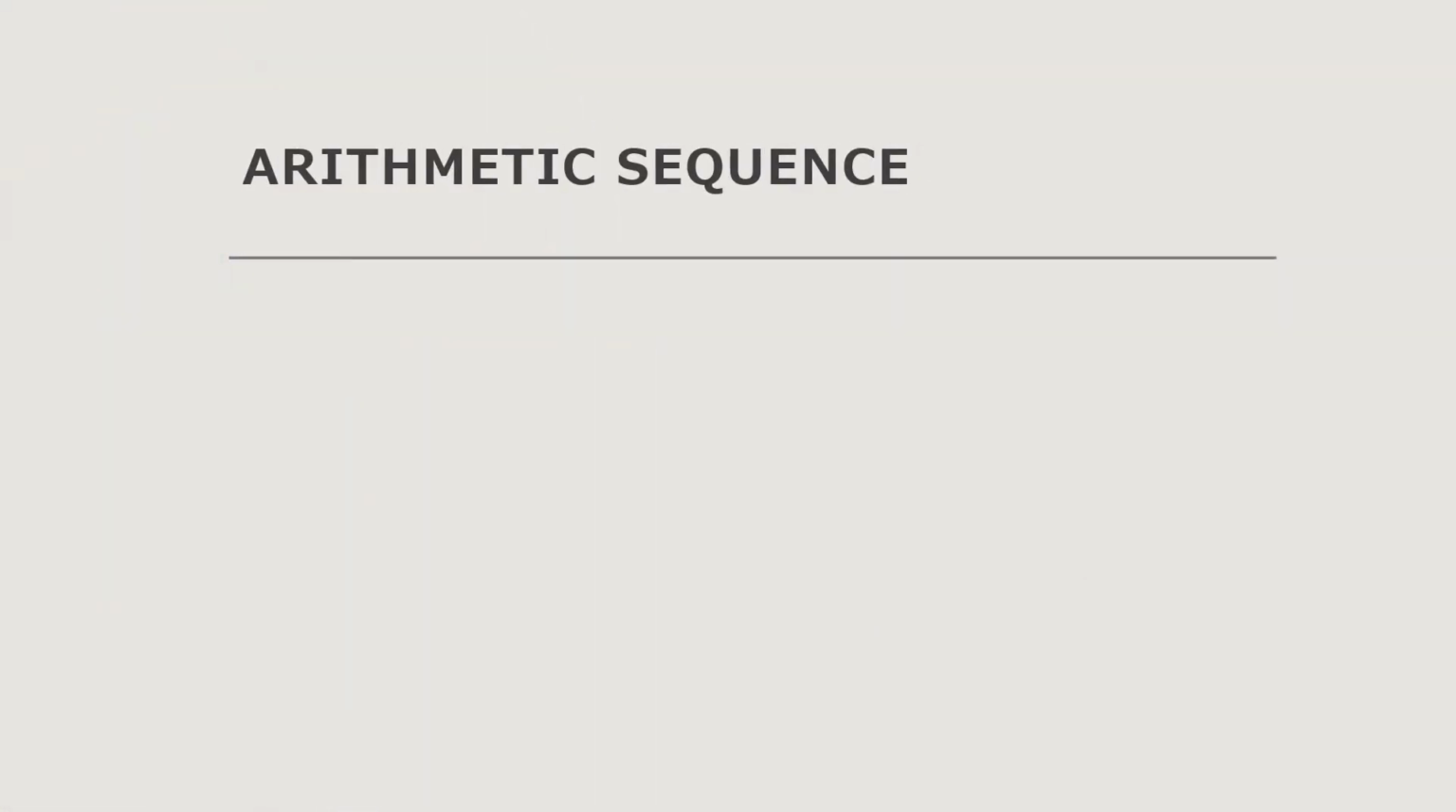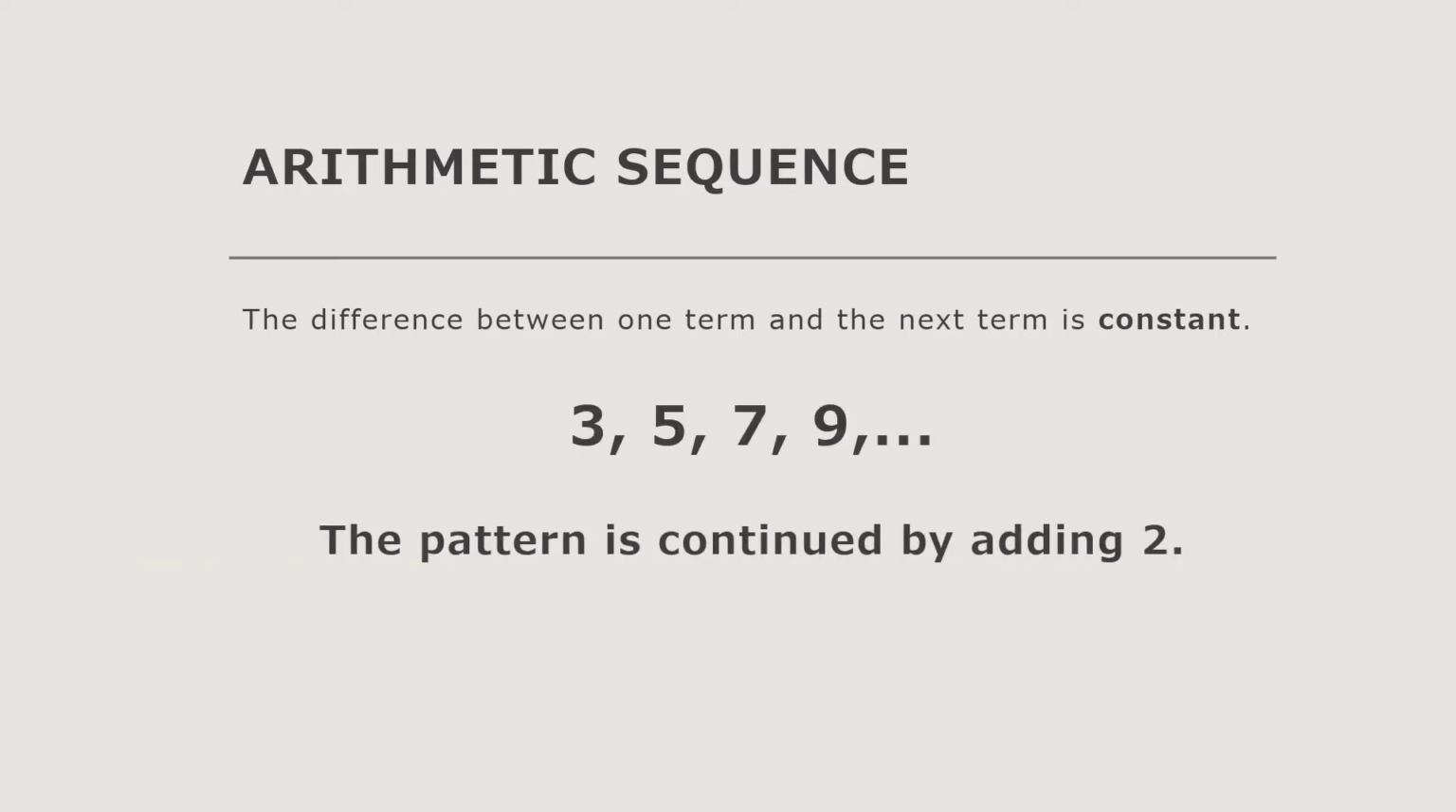Arithmetic sequence. So, ano nga ba ang arithmetic sequence? The difference between one term and the next term is constant. The pattern is continued by adding 2. So, ang explanation dito is mag-a-add ka ng 2 sa each number. So, 3 plus 2 is 5, 5 plus 2 is 7, and 7 plus 2 is 9, and so on.